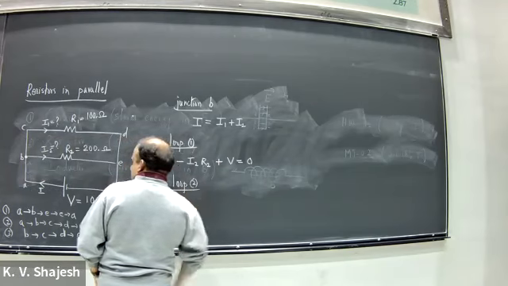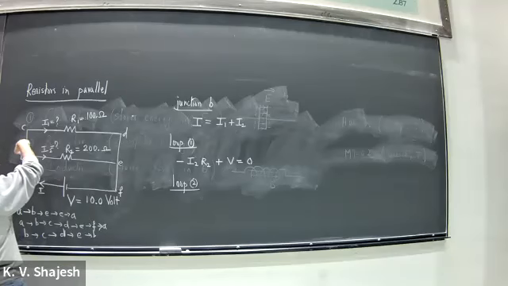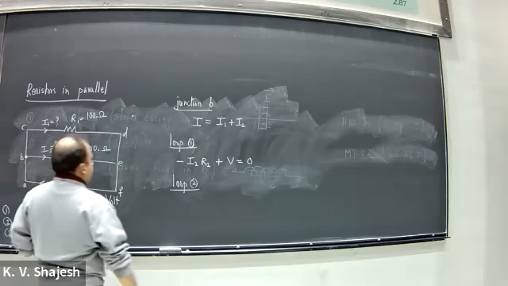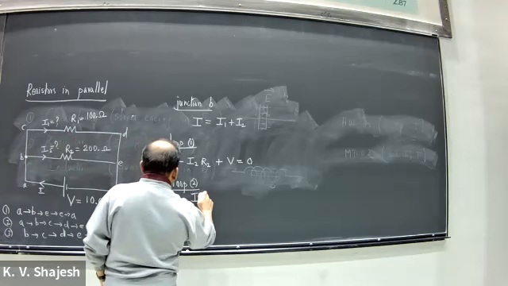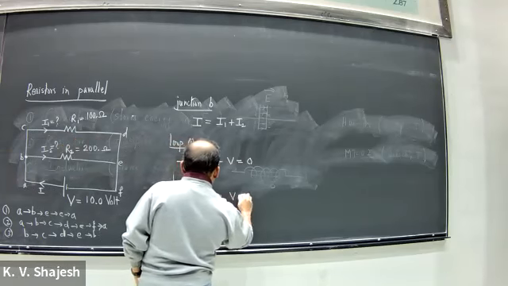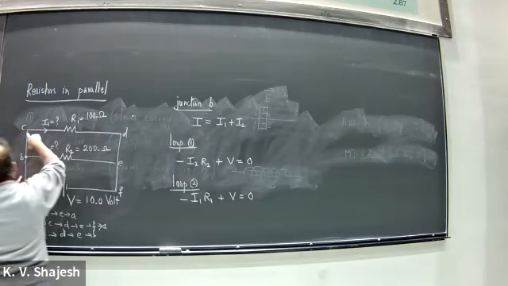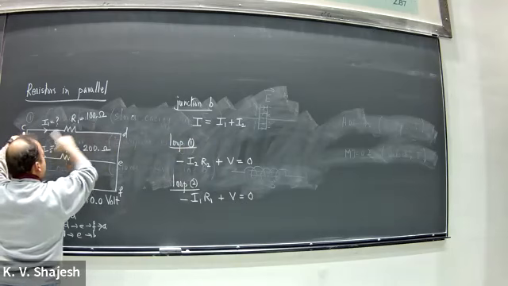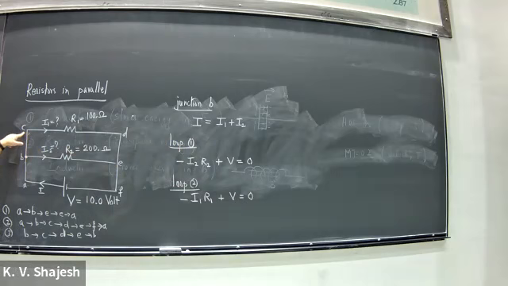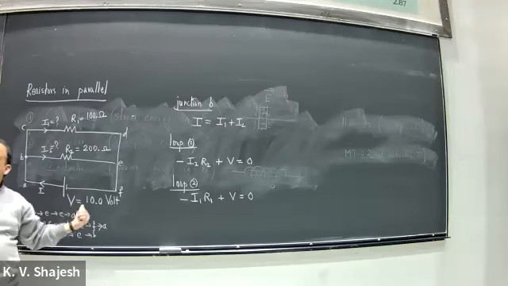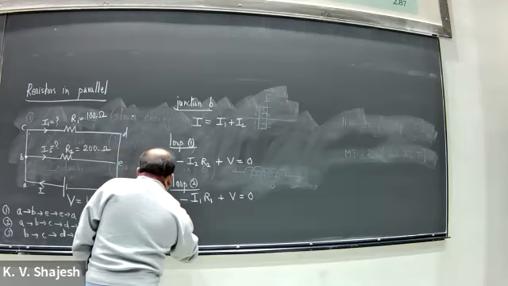Loop 2 is A, B, C. So you go from here to here, there is no potential difference. So then there is minus I1 R1 and plus V is equal to 0. Here to there, you drop, and there is a drop in the potential. The final minus initial is minus, and here you go from a lower potential to a higher potential. So it is plus V. Let me write down loop 3 also.